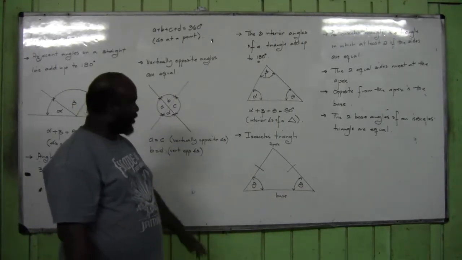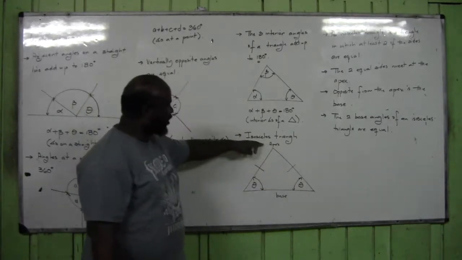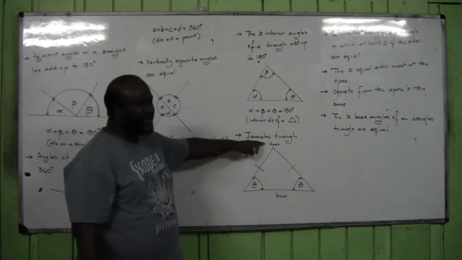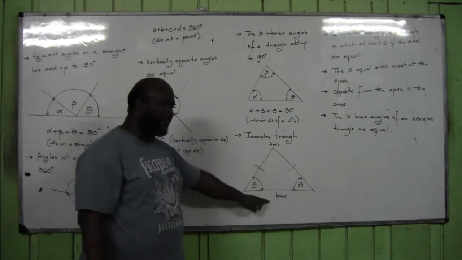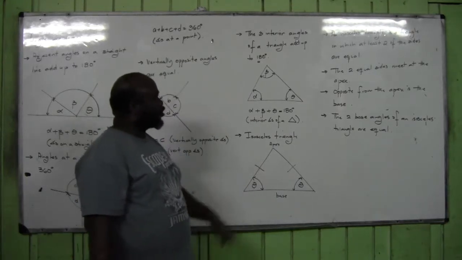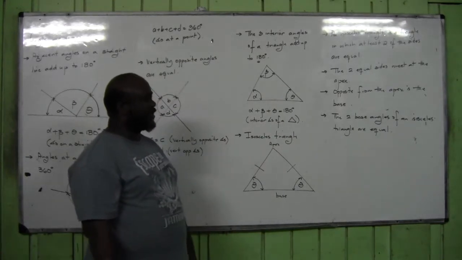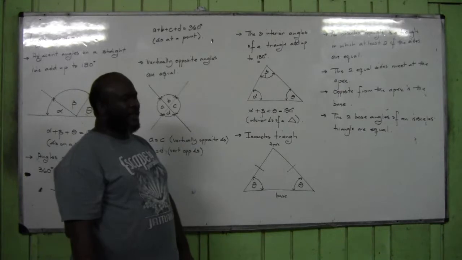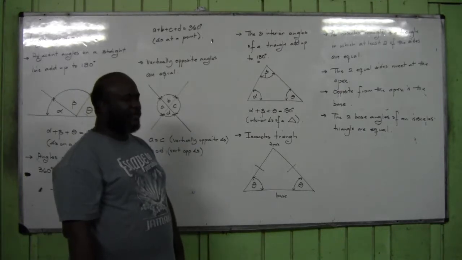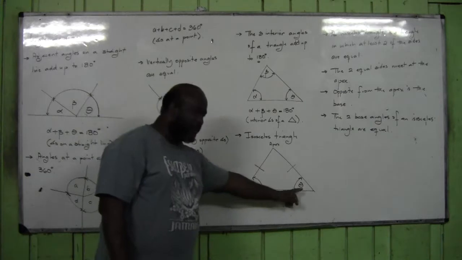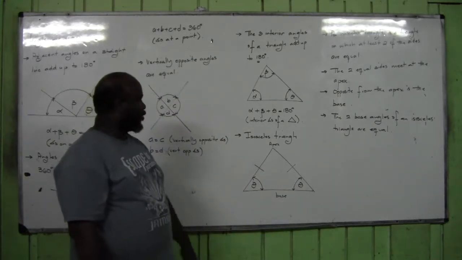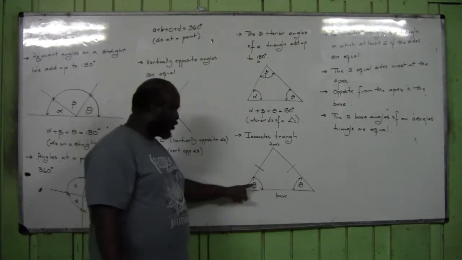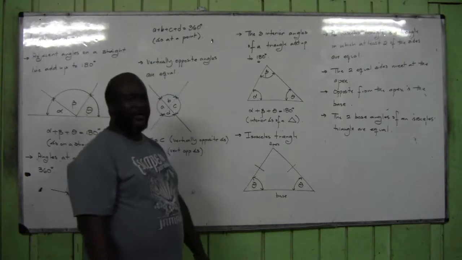Ladies and gentlemen, the two equal sides of the isosceles triangle meet at the apex. Opposite from the apex is the base. Now, the two base angles of an isosceles triangle are equal. These two angles are called base angles, and the two base angles of the isosceles triangle are equal. So if this is 80, this would also be 80. You understand?